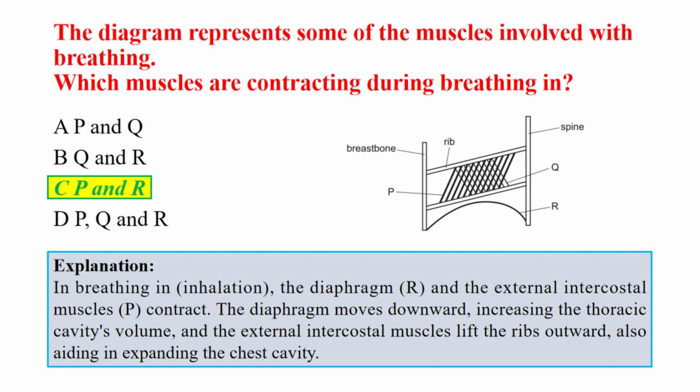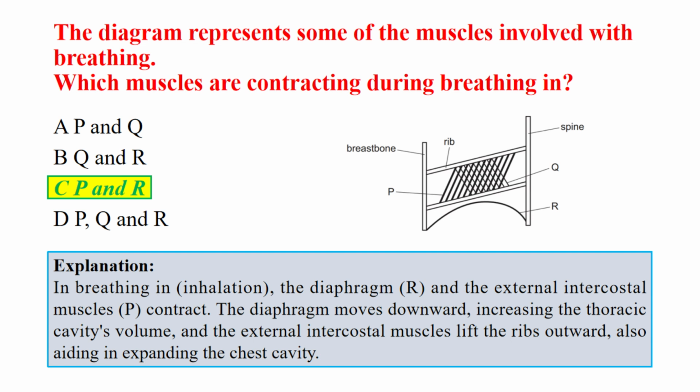Let's break it down. During inhalation, two key muscles are at work. Firstly, R represents the diaphragm, which is a large, dome-shaped muscle located at the base of the thoracic cavity. When you inhale, the diaphragm contracts and moves downward, increasing the volume of the thoracic cavity and allowing air to flow into the lungs. Secondly, P stands for the external intercostal muscles, located between the ribs.